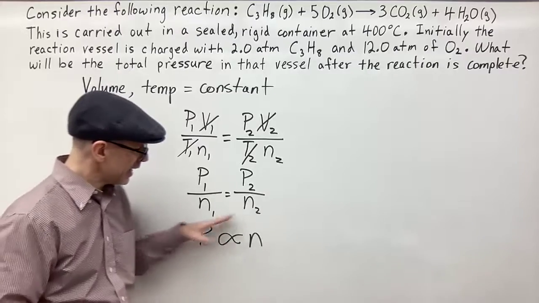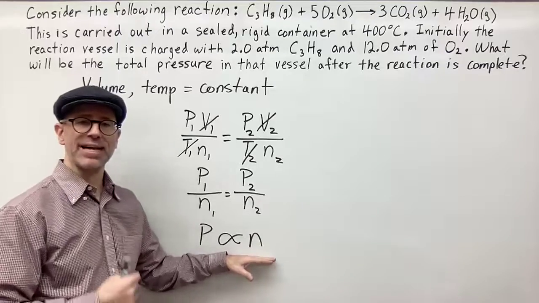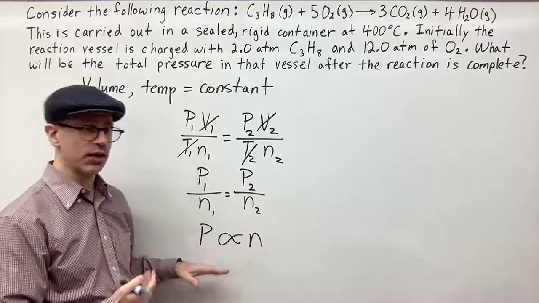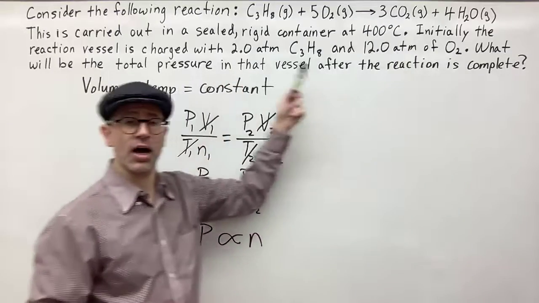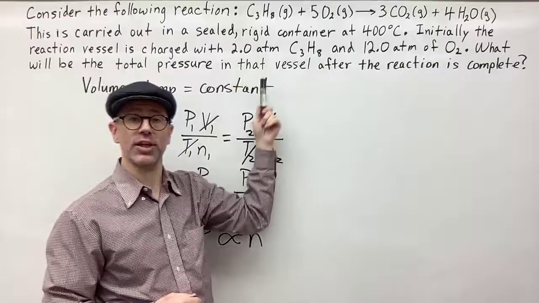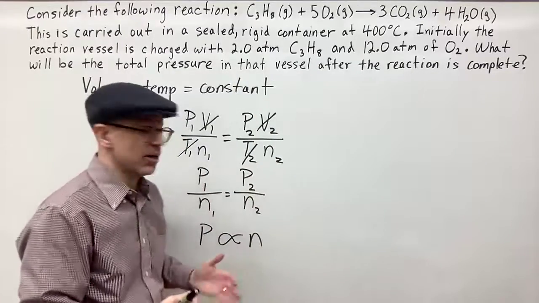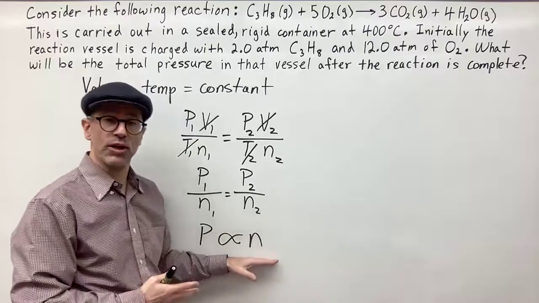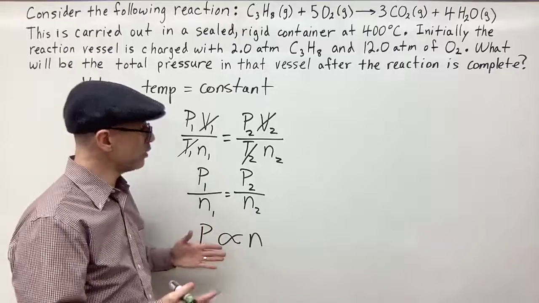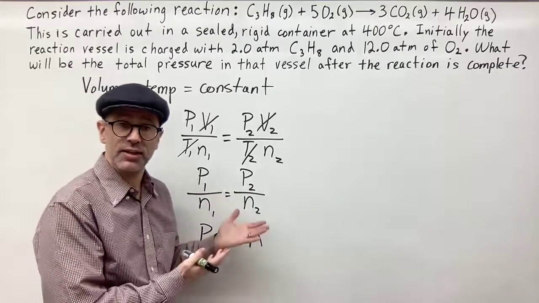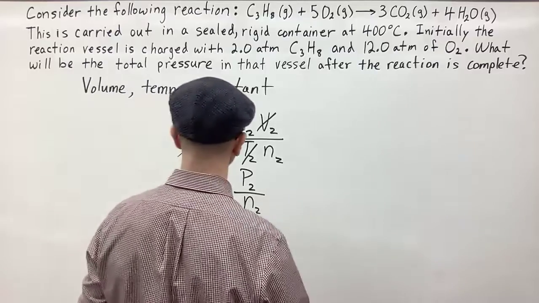Well, in this case, if pressure and the amount of gas are proportional to each other, then we can use the atmospheres that they give us for the reactants, and we can treat that as if they were moles, because the number of moles is proportional to the amount of pressure. So therefore, we can treat pressure as moles. So let's go ahead and do that.